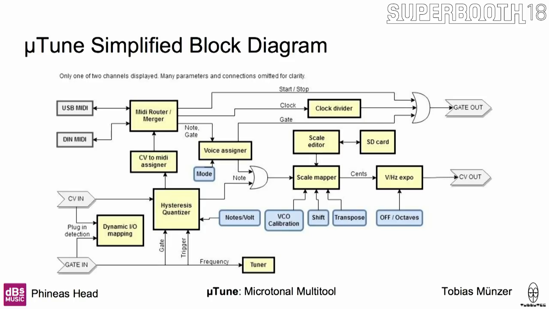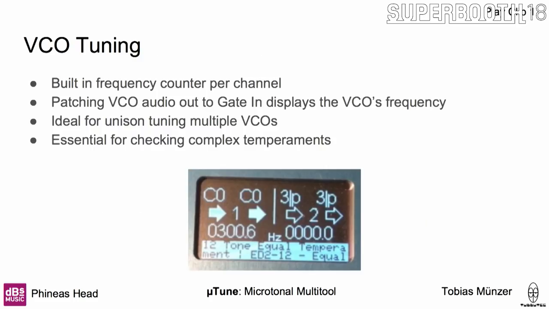That just gives you an idea of what you've got in. The things I would bring your attention to are not just the MIDI merger and router, but the frequency counting facilities that it can do, because as well as doing microtonal stuff, you can use it to tune your oscillators and calibrate your oscillators. So what I'm going to do is show you some video clips of this in place, because we've got a fairly complex patch here, so you can zoom in on it doing what it does with a specific example. So the first thing is just simple VCO tuning.